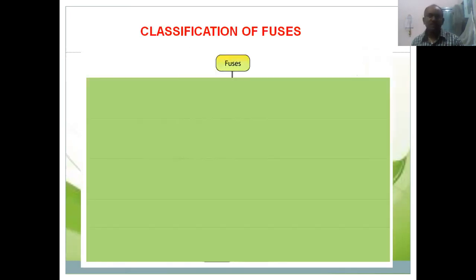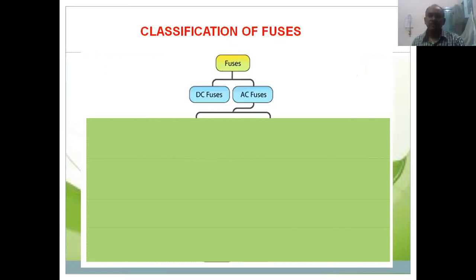Now, further the fuses are classified into different factors. So, what are the fuses? Let us see, the fuses are mainly classified based on the current, whether it's DC current, direct current fuses, or AC current fuses. Nowadays, in special purposes we are using DC, whereas nearly 75% of the appliances are run based on AC. Now, DC fuses and AC fuses.